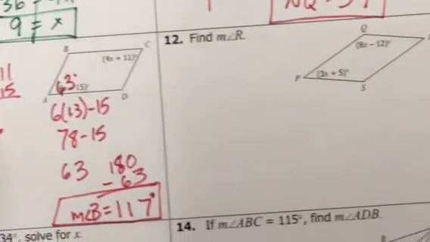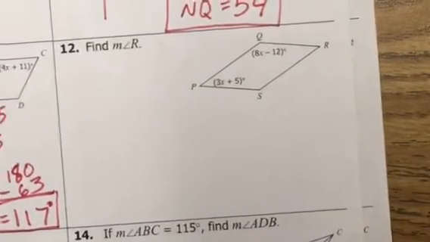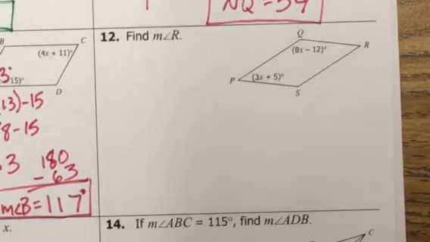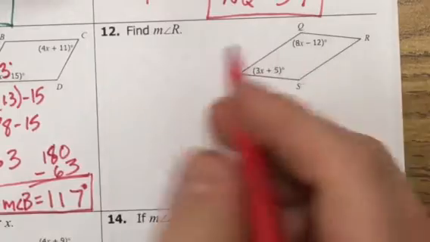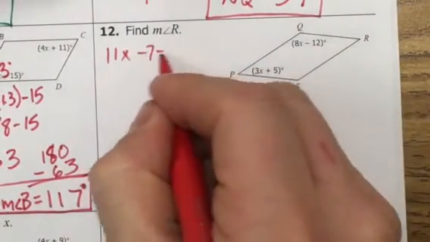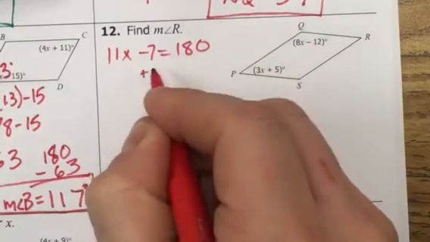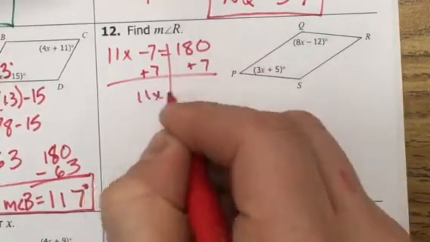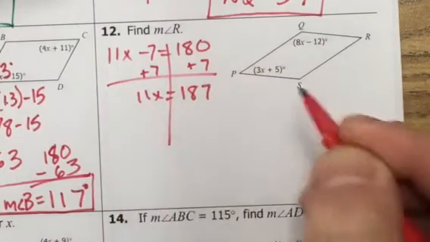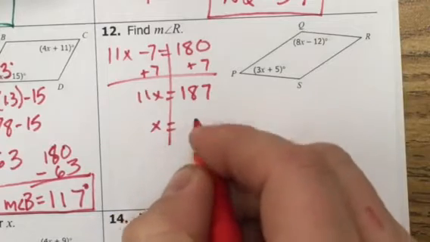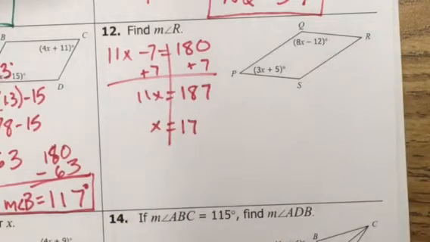Looking on problem number 12. Okay, we've got consecutive angles. We know consecutive angles add to 180. They're supplemental. So I'm going to say 11x minus 7 equals 180. I'm going to add 7 to both sides. 11x would be 187. Divide by 11, x would be 17.